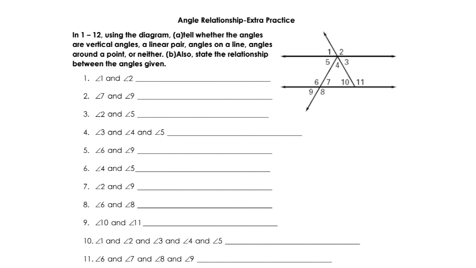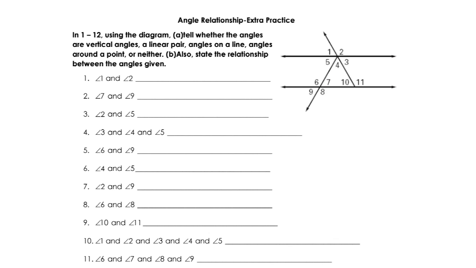All right, so yesterday we learned a lot of angle pair names and relationships, and we have to be able to recognize them, whether they give us the two angles or they give us the name of the angles and we have to find a pair in a picture. In this diagram, we have 11 angles. Part A: tell whether the angles are vertical angles, a linear pair, angles on a line, angles around a point, or neither. Part B says state the relationship between the angles given.